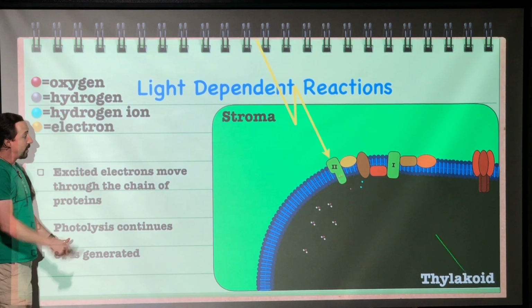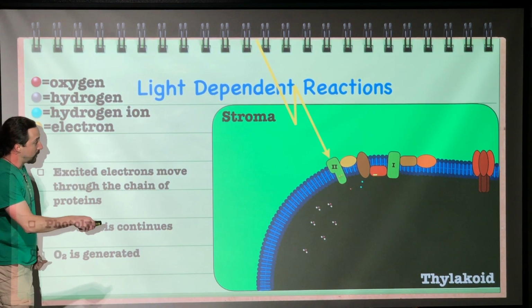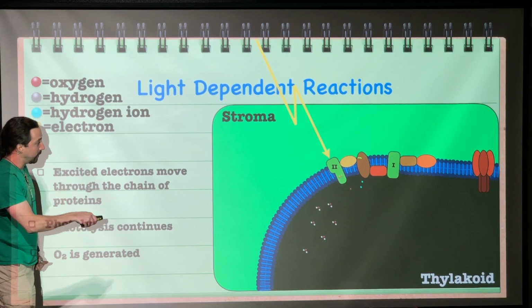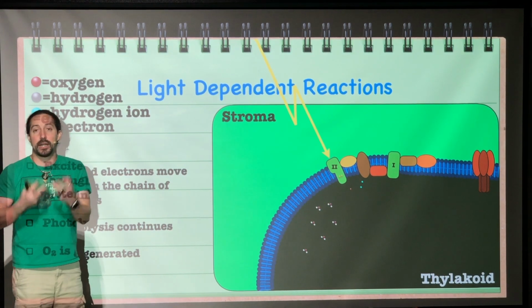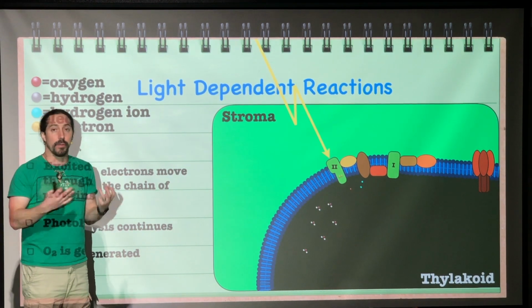These excited electrons are going to move through the electron transport chain. They will move from one enzyme to the next. They'll get passed on. And they are excited electrons because of the energy from the light.